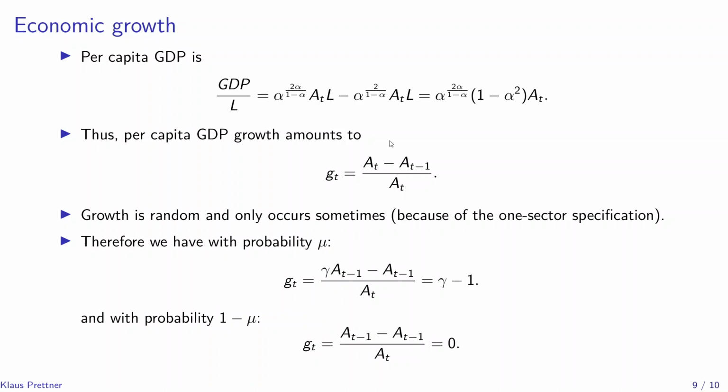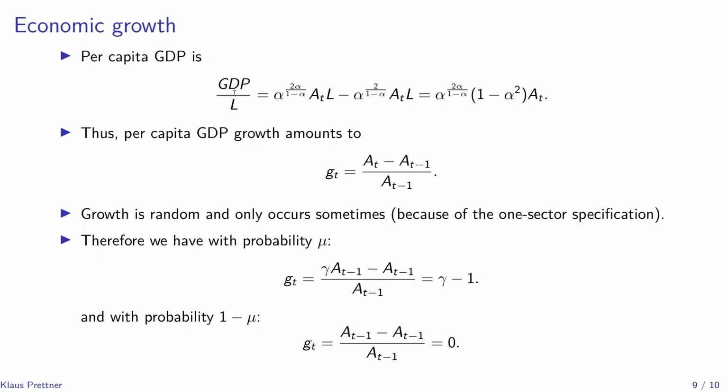Now, overall, we are interested in growth of per capita GDP, so we can divide GDP by L. And as I've shown previously, this just amounts to cancelling L out here. So we have that GDP divided by L is a cluster of parameters determined by alpha times A t. So the growth rate of per capita GDP would be equal to the growth rate of A at time t, which is A t minus 1 divided by A t.